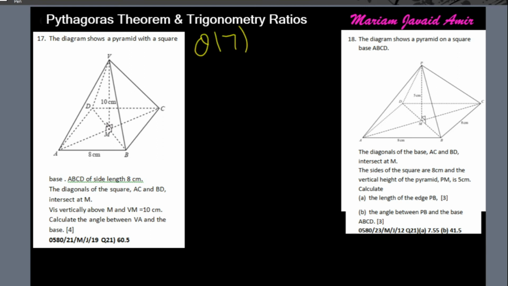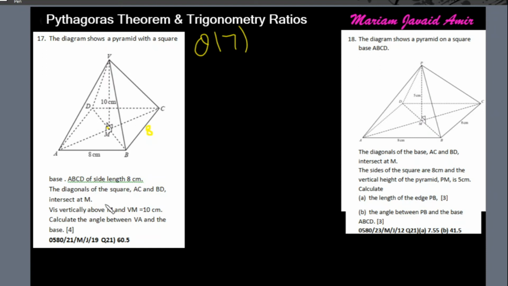The diagram shows a pyramid with a square base. ABCD has side 8 centimeters. That means all 4 sides are 8 centimeters. The diagonals of the square AC and BD intersect at M, and this diagonal would be cutting this line into half. Keep that in mind. That's a property of square.